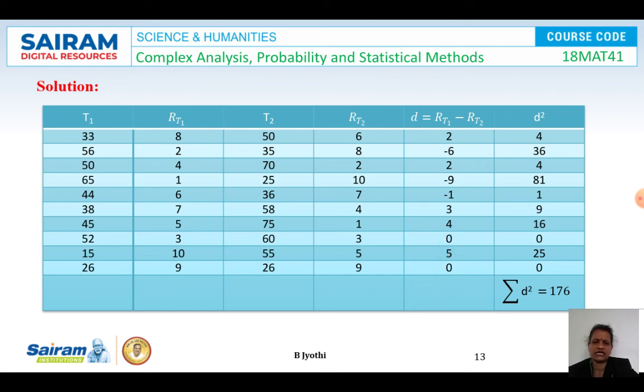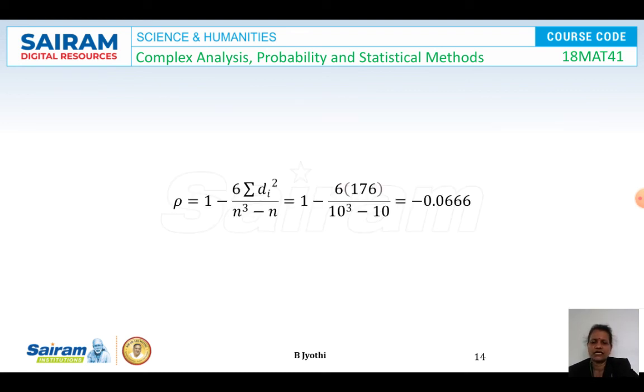So that difference has been taken, that is 8 minus 6, 2 minus 8, and so on has been tabulated here. And then the D square, that is 2 square, 6 square, 2 square, all this we have taken, and whose summation is given by 176. So when we calculate the rho value, that is 1 minus 6 times sigma D_i square by n cube minus n, on calculation we are getting a negative value, that is minus 0.0666. This is how we have to calculate.